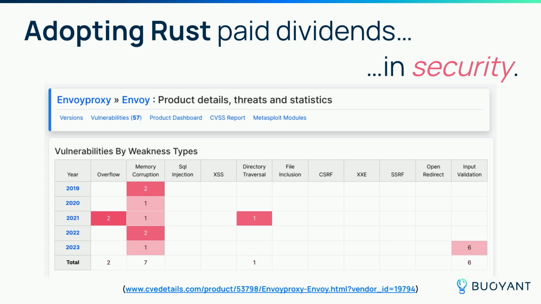And maybe most importantly, it's paid dividends in security. This is Envoy, the other proxy that I was talking about, written in C++. And you can see that the majority of these vulnerabilities are in that column there, memory corruption. These are exactly the issues that Rust protects us against. These are exactly the things that we don't need to worry about, because Rust guarantees that these types of things won't happen.